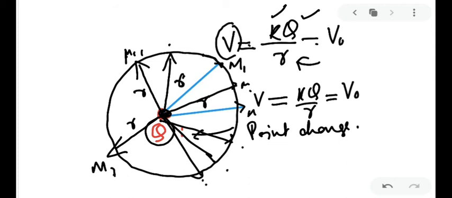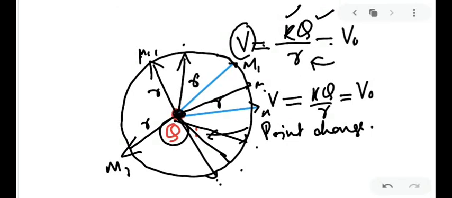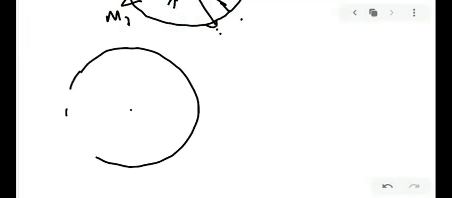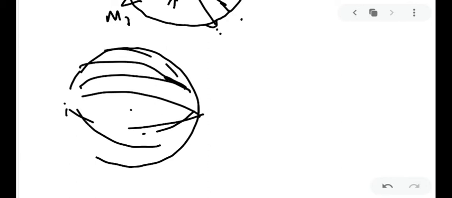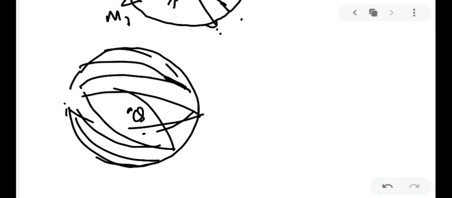A sphere is the only geometric figure whose points are equidistant from a central point, and that central point is where our q is. So you have this central point and all you have is a sphere of radius r. So this sphere is actually a surface, and that surface represents one equipotential surface.